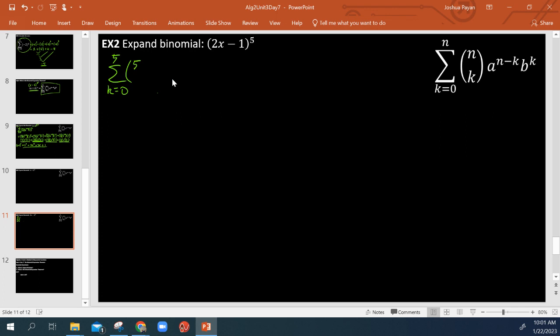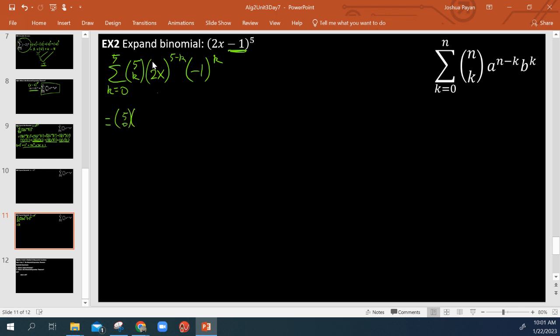And we have n choose k times a, which for us is 2x this time, right? Not just x. So 2x to the n minus k, so 5 minus k. That's being multiplied by -1 being raised to the k power. Okay, so this one's going to be a little bit more difficult, right? And you're really going to want to have done this instead of foiling. Trust me. Okay, anyway, so we've got 5 choose 0.